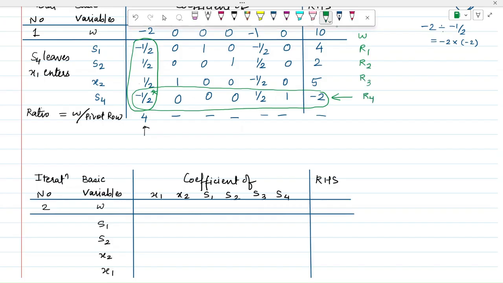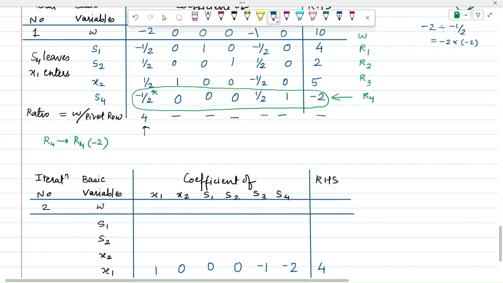Okay. R4, I will first multiply with a negative 2. So let's see what do we get here. Negative 2, if I multiply, I get a 1 here. 0 doesn't change. No change in 0 again. If I multiply by minus 2, this becomes a negative 1. And this becomes a negative 2. This becomes a plus 4. Moving to the other rows, I need to make all the other column entries as zeros, including the W entry. So this also needs to be made 0.